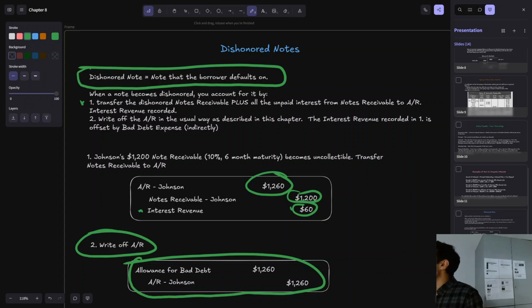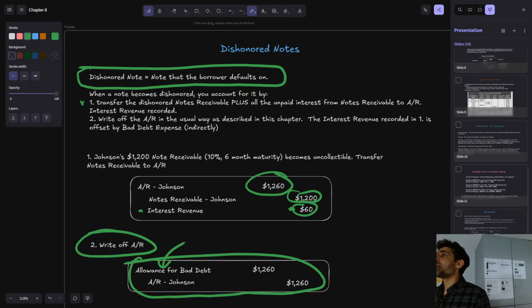Now, why does this work? Well, this interest revenue is going to be offset theoretically by some bad debt expense, because remember, this allowance for bad debt is created through taking an expense. So yes, it's weird, but it eventually should theoretically get netted out by bad debt expense. It is quite a circuitous way of dealing with this, but again, it does work out.